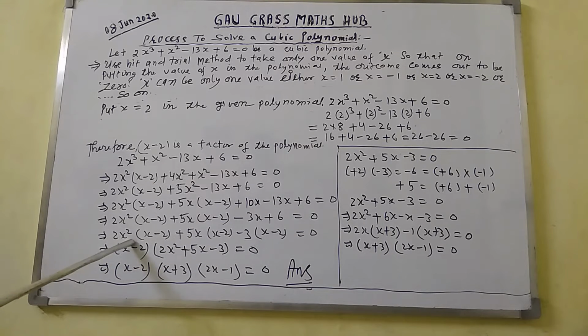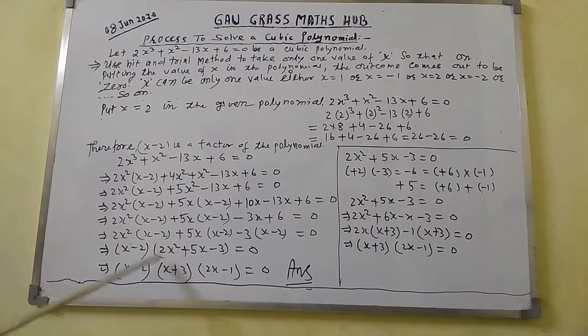This implies 2x square in bracket x minus 2 plus 5x in bracket x minus 2. Take minus 3 as a common, we will get inside the bracket x minus 2, bracket close, equal to 0. Now you can see x minus 2 is there in every term. Take x minus 2 as a common. In another bracket it will be 2x square plus 5x minus 3.